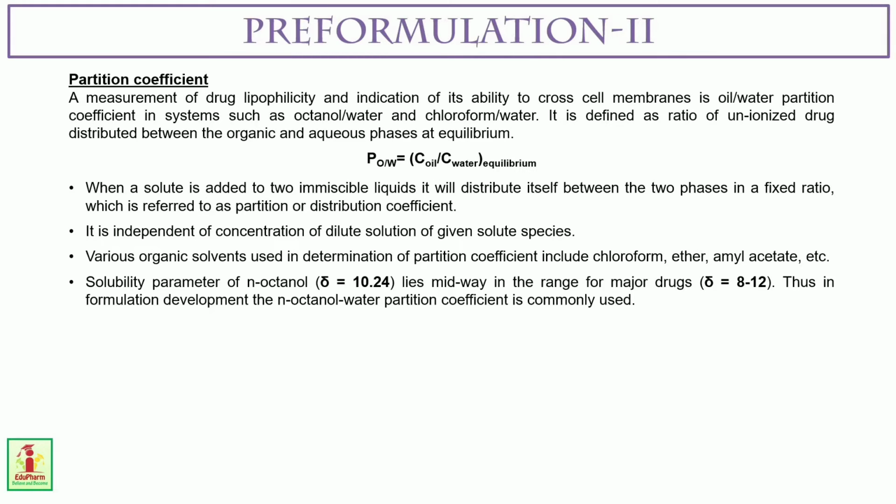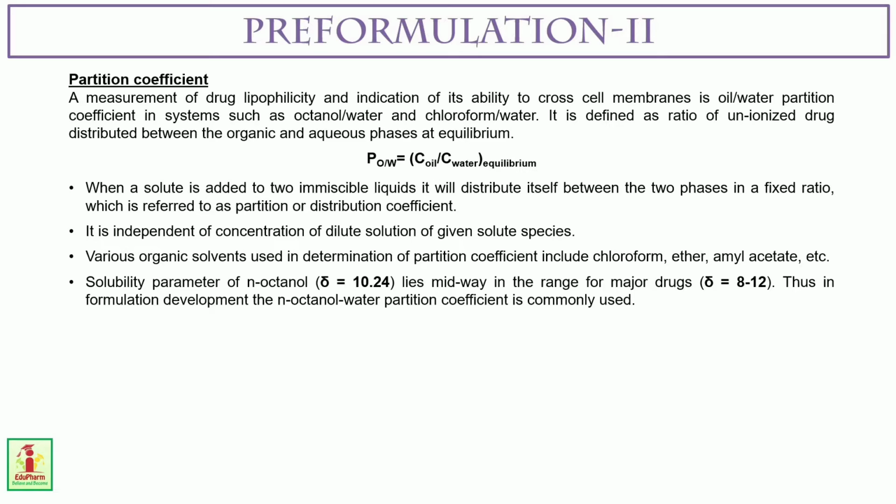When a solute is added to two immiscible liquids, it will distribute itself between the two phases in a fixed ratio, which is referred to as the partition or distribution coefficient. It is independent of concentration of dilute solution of given solute species. Various organic solvents used in determination of partition coefficient include chloroform, ether, amyl acetate, etc.